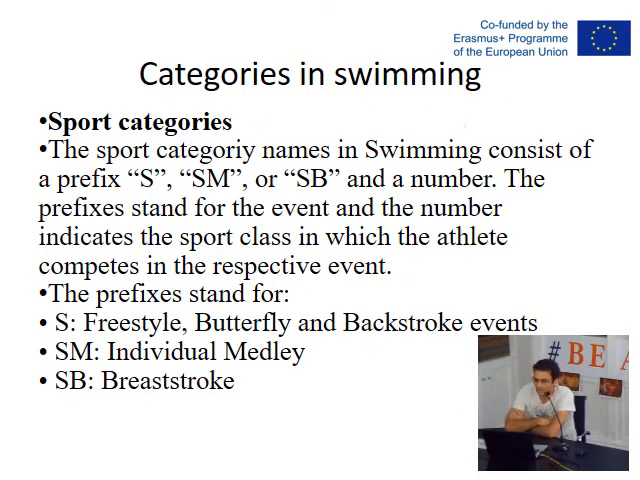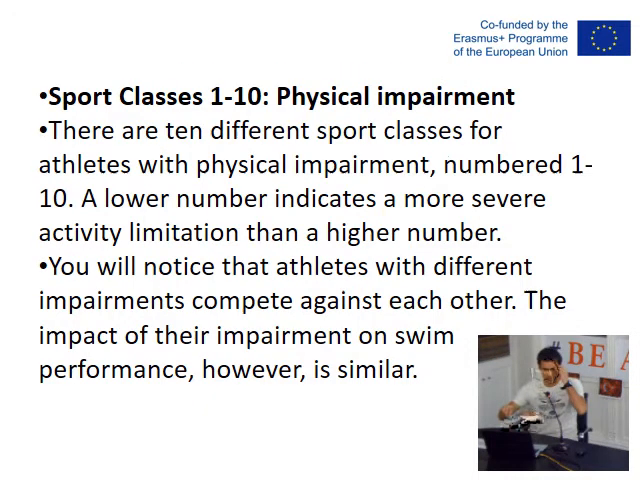In swimming, we have S, SM and SB classes or categories. S means freestyle, butterfly and backstroke. SM is medley and SB is breaststroke. So it's a different class for every style. For physical impairment, we have sport classes from 1 to 10. A lower number indicates a more severe activity limitation than a higher number.